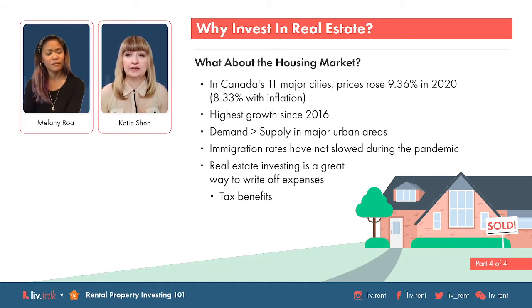The prices rose by 9.36% during 2020, which is 8.33% when adjusted for inflation. And that's the highest growth since 2016. This is the 12th straight year of house price growth. So the prices are still expected to climb as demand is higher than supply in the major urban cities. And even with the borders still closed, we see increased immigration numbers, and the quota for that was raised back in 2017. Immigration hasn't slowed down even during the pandemic.